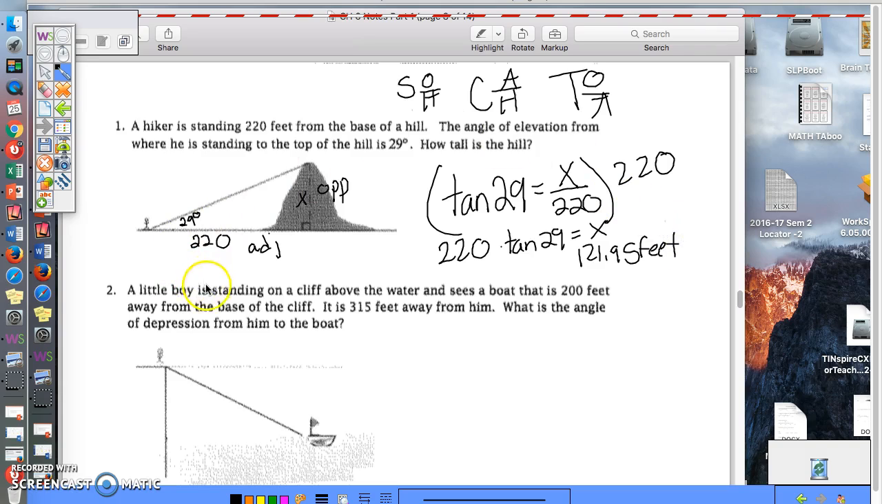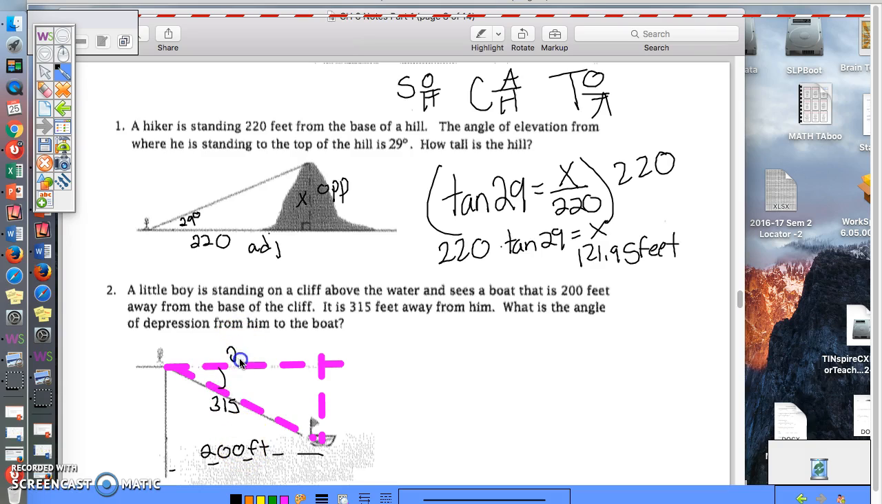Now this next one we look at, a little boy is standing on a cliff above the water and sees a boat that is 200 feet away from the base of the cliff. So he's 200 feet away. And the boat is 315 away from him. We want to find angle of depression. And this is where you have to remember your angle of depression here. It is between the horizontal and the line of sight. So we have this triangle right here, and we want to find our angle.